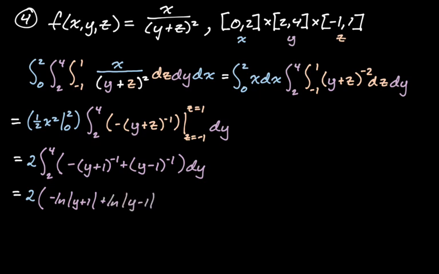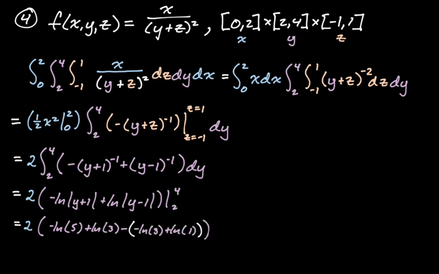Okay, and then this will be from 2 to 4. There's no other variables at this point, so you don't have to say y is equal to. All right, so if we plug in 4 and we plug in 2, I'm just going to go for it. So plugging in 4 gives us negative natural log of 5 plus natural log of 3, and then minus the quantity, we're going to plug in 2. So minus the quantity, negative natural log of 3 plus natural log of 1. Natural log of 1 is 0, so that goes away.